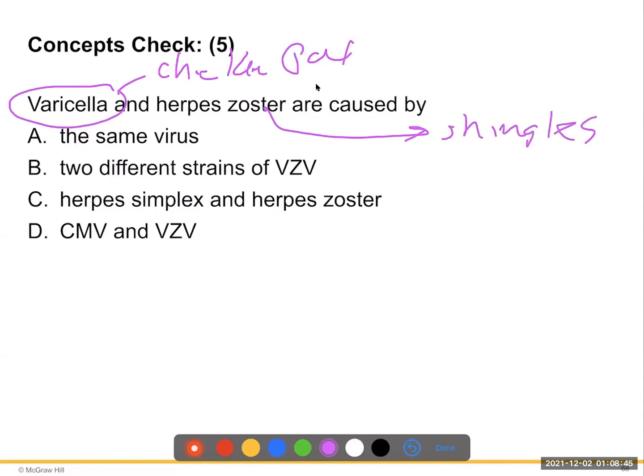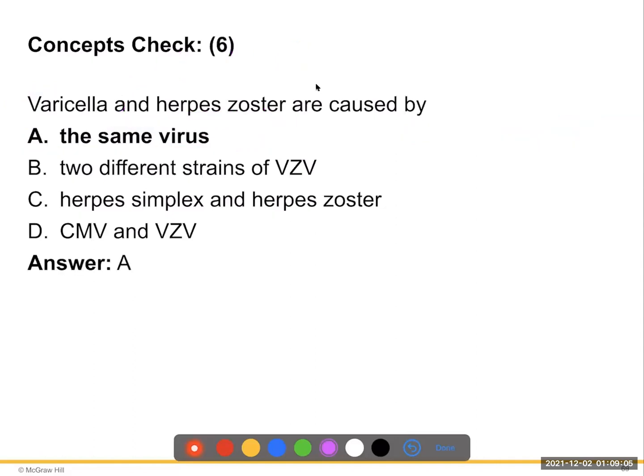Okay. The primary infection is chickenpox. The reinfection is the same virus, and it causes shingles. Oh, A. It's the same virus. It's just the primary infection is chickenpox. Once it lives latently in the body, comes out and recurs, then it's shingles. So it is the same virus. That's on your nursing exams too. Varicella and herpes zoster are caused by the same virus. Just one's primary, one is the recurrent infection. Make sense?